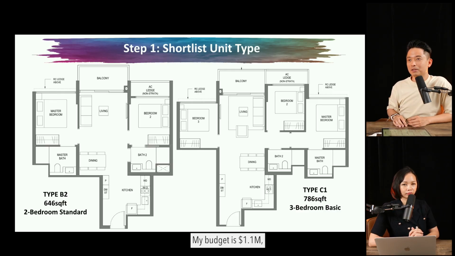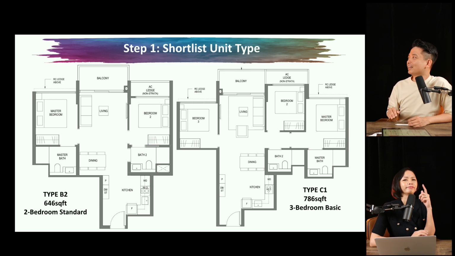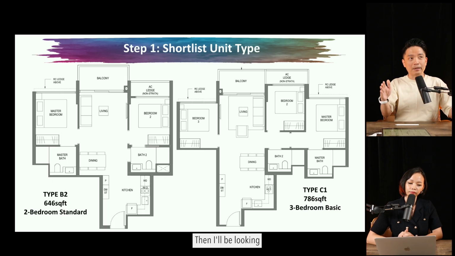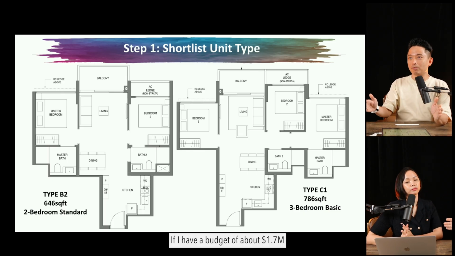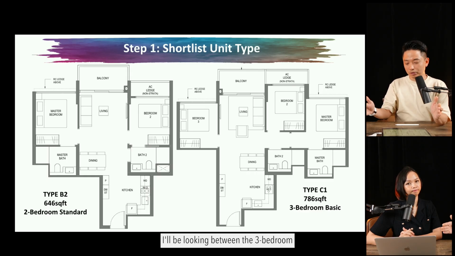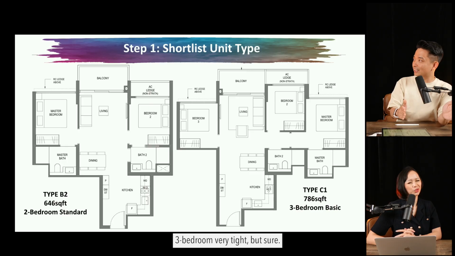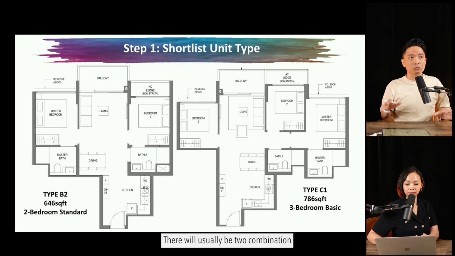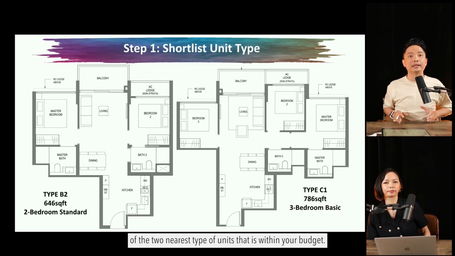If my budget is 1.1, which means I have limited choices: 2-bed, 1-bath and 1-bedroom. Let's say my budget is 1.4. Then I will be looking between the 2-bed, 1-bath and 2-bed, 2-bath, correct? If I have a budget of about 1.7, I will be looking between the 3-bedroom and the 2-bed, 2-bath. Actually, very tight, but sure. 3-bedroom compact and 2-bed, 2-bath, something like that. There will usually be 2 combinations of the 2 nearest types of units that are within your budget.